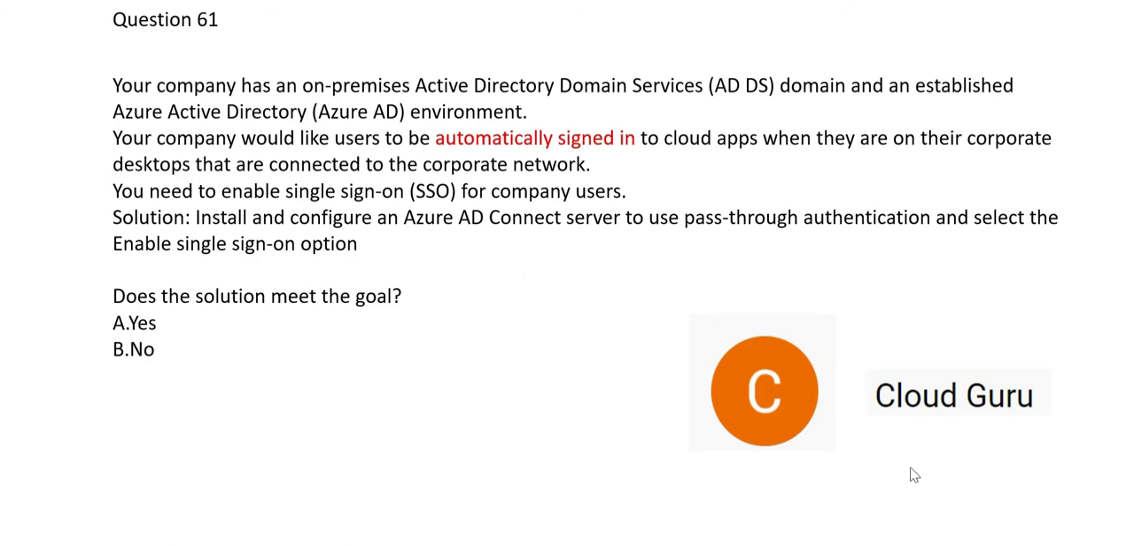Now there is also something called hash sync. In hash sync, the Azure Active Directory will not say, "Boss, I already have an on-premises setup, you please validate." It will not do that. What it does is it syncs up. So at any point in time, whatever person one knows, person two will know. Whatever person two knows, person one will know. There is a sync.